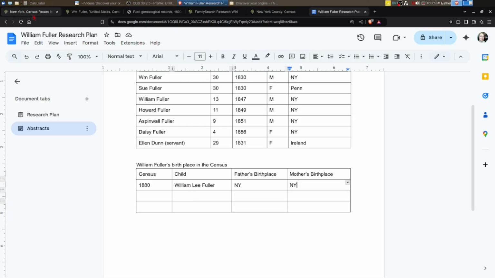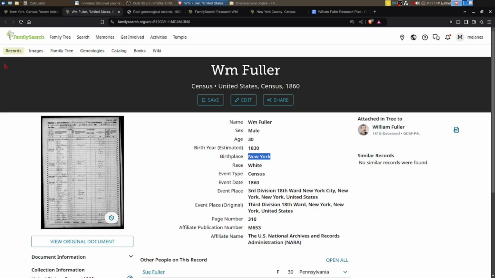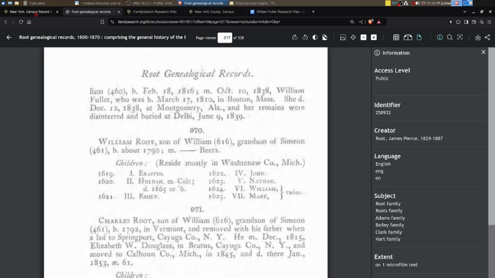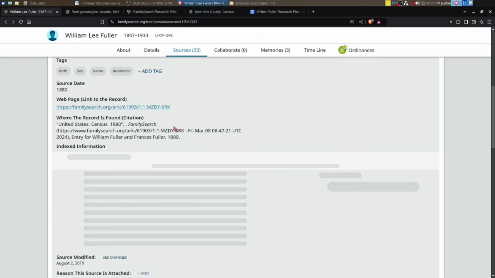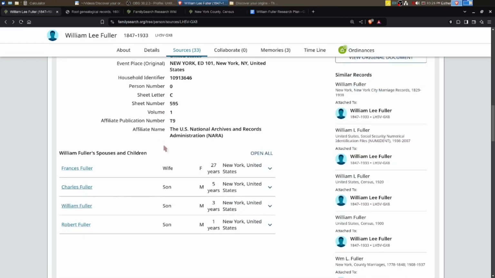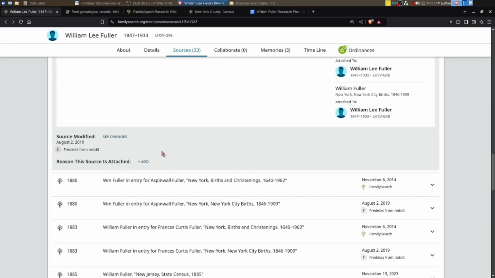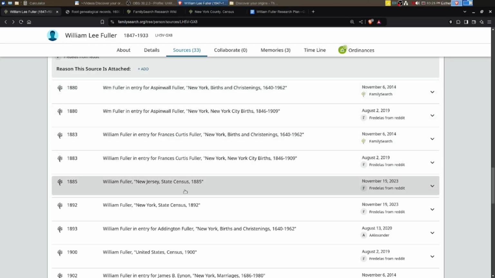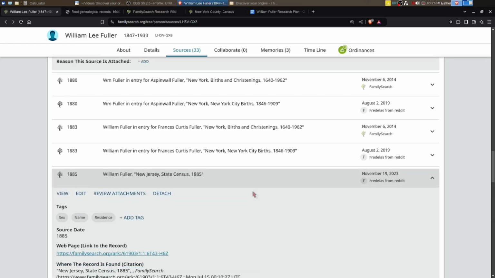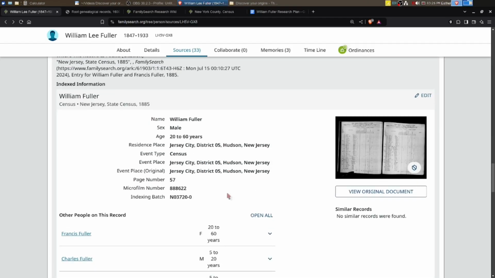Does that make sense? So I'm going to come back here to William Fuller, and we'll just close that out, and we'll go back and see if there's any other census records that could help us. So we looked at the 1880. Okay, he's in the New Jersey State Census. I'm not as familiar with the New Jersey State Census.